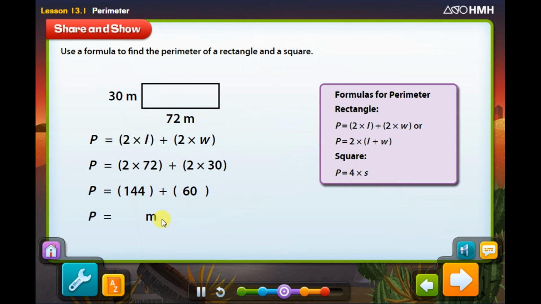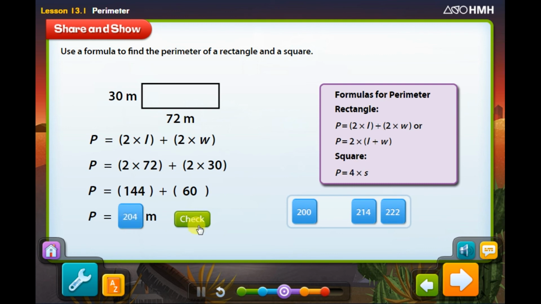Drag the correct number into place. To be 204. And the unit here is meter. So it is all in meter. Correct. The perimeter of the rectangle is 204 meters.